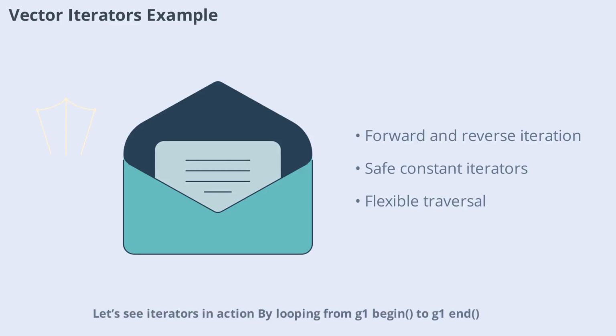See iterators in action. By looping from g1.begin() to g1.end(), you can print all elements in a vector. Using rbegin and rend, you can print elements in reverse order. Constant iterators like cbegin and crend ensure you don't accidentally modify the vector while traversing. This versatility is one reason vectors are so popular in C++.